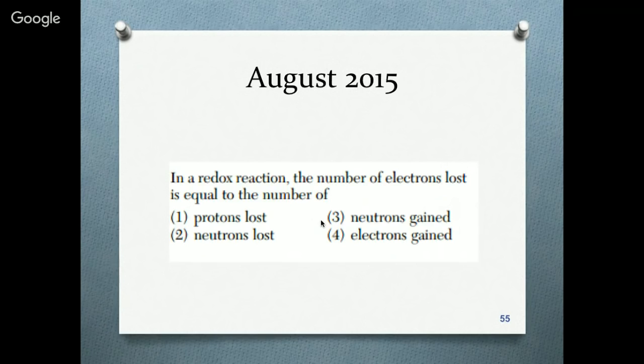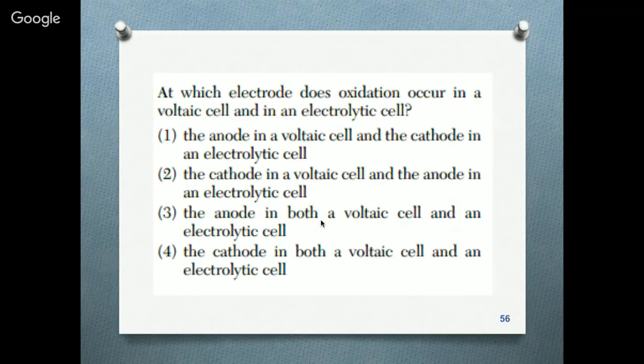Moving backwards, August 2015. In a redox reaction, remember redox means oxidation reduction, just put into one word. The number of electrons lost is always equal to the number of electrons gained. You have to have conservation of charge, energy, mass. The number will always be the same.